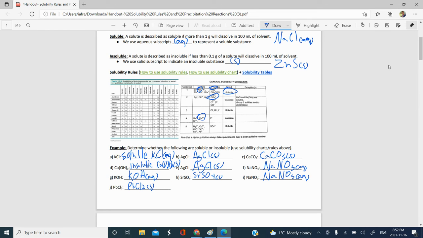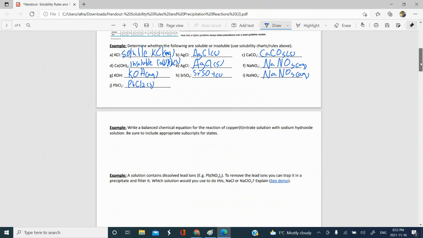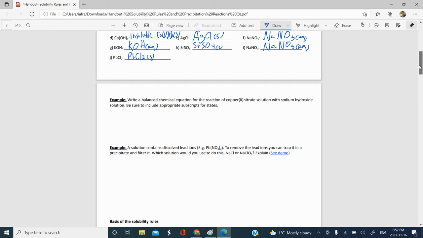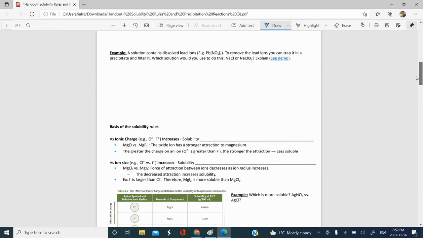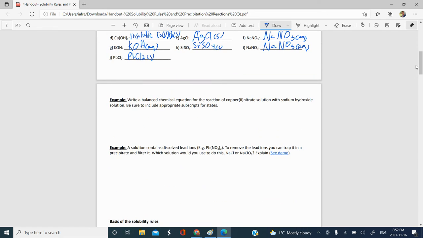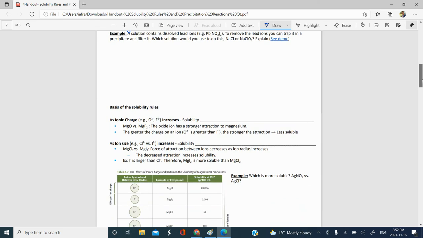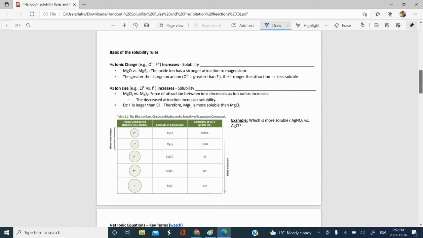So at this point, you know how to use your solubility rules to predict if something's going to be soluble or insoluble. We will do these examples in another video. To conclude this video, I want to go over the basis of the solubility rules first. Let's go ahead and do that.